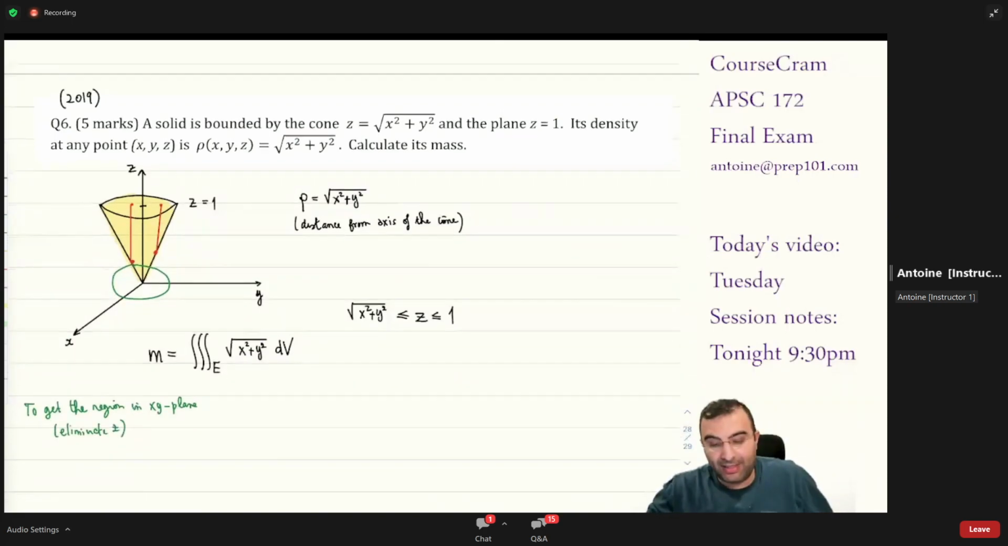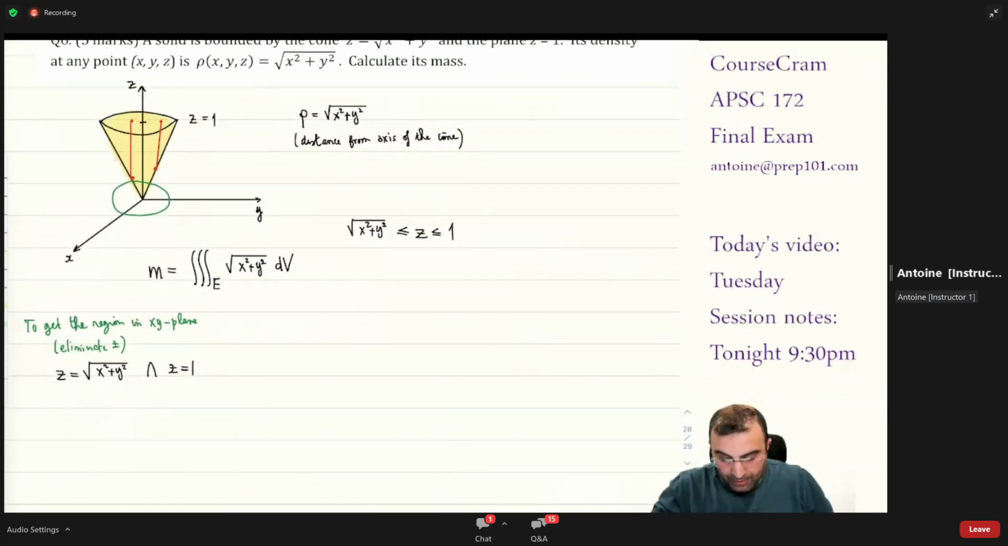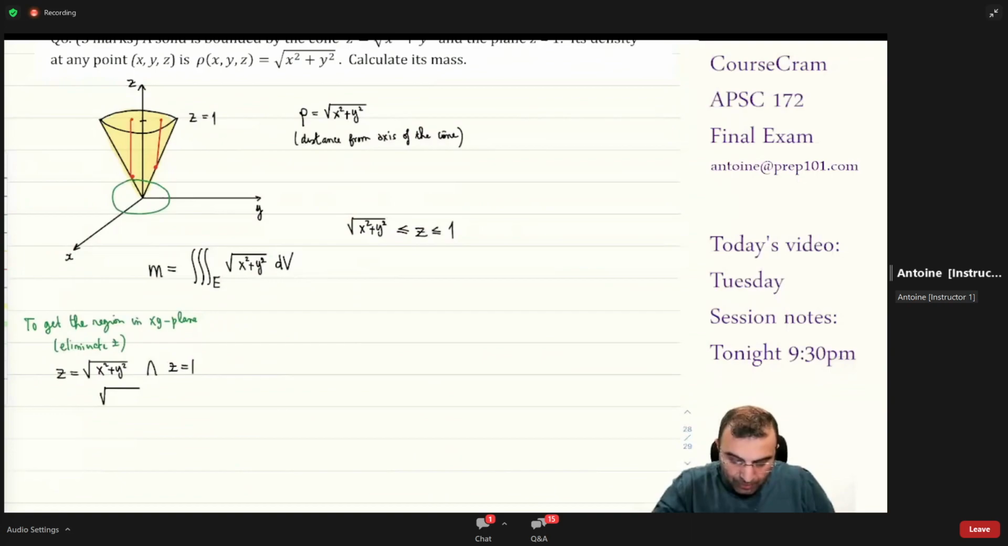Basically find the intersection. So you're gonna get z is equal to the square root of x squared plus y squared, and you're gonna make it intersecting z is equal to 1. So that means the root of x squared plus y squared is equal to 1. That means x squared plus y squared equals 1.